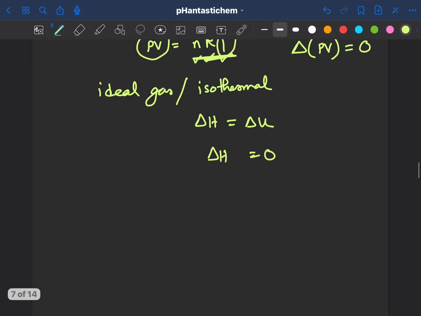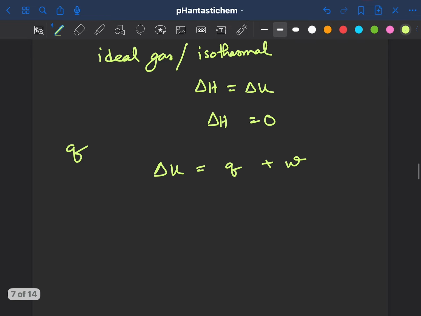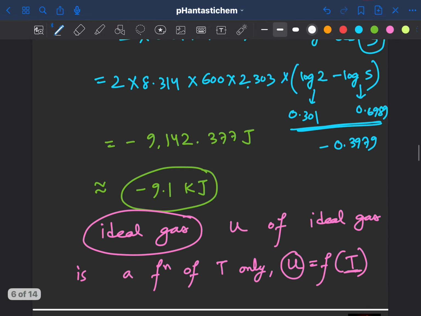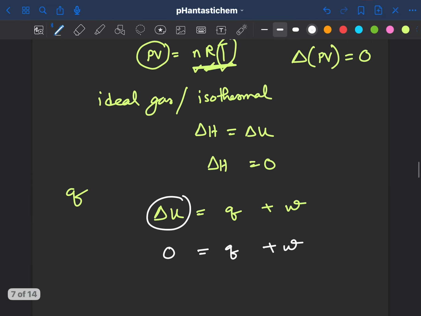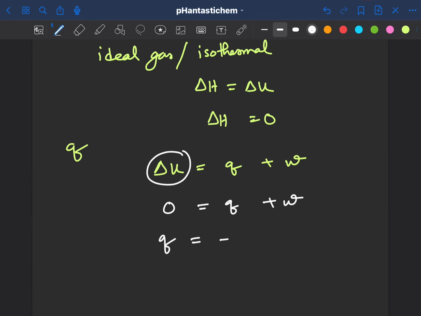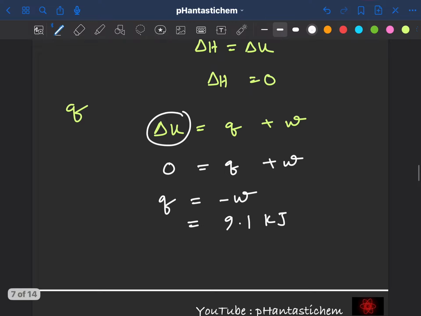Okay, to calculate heat according to the first law of thermodynamics, we know that delta U is equal to Q plus W. In this case, we have an ideal gas and isothermal conditions. Delta U will be equal to 0. So 0 is equal to Q plus W. We have calculated the work done, that is minus 9.1 kilojoules, right? So Q will be equal to minus of W. So therefore Q will be equal to 9.1 kilojoules. So therefore option A will be correct.